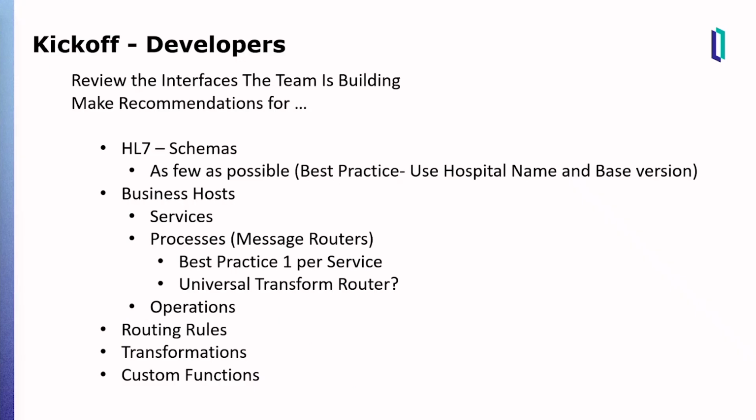All right, so a few things that we're going to talk about during this section is really around building or making recommendations for key aspects of your interface build process. That would be everything from schemas, routing rules, data transformations, host names for components, even structuring your databases and your namespaces, which we'll learn about more in a second.